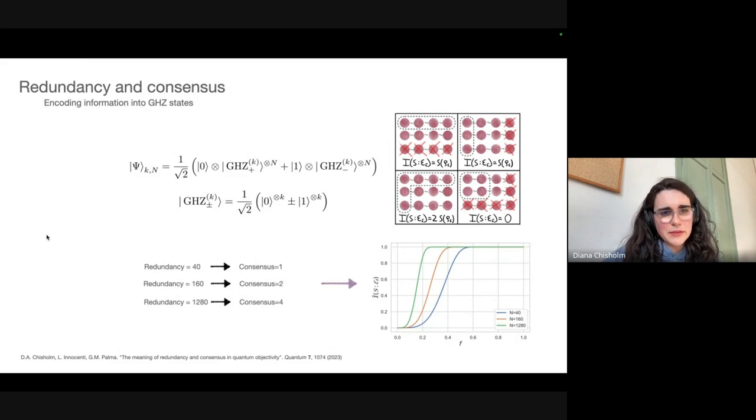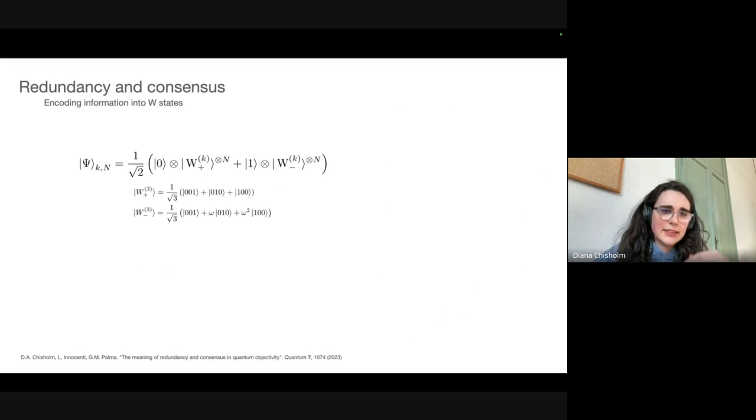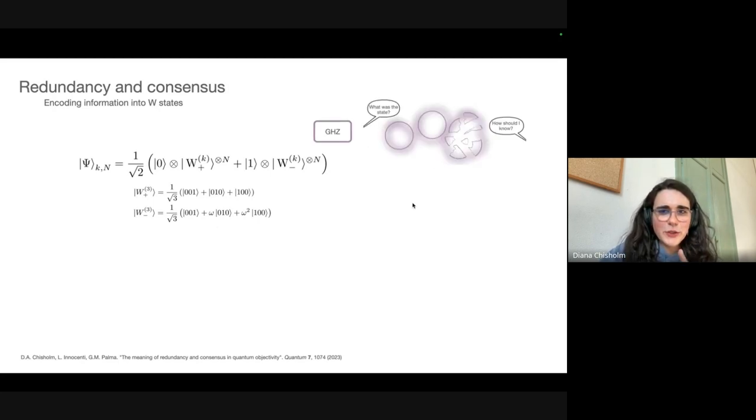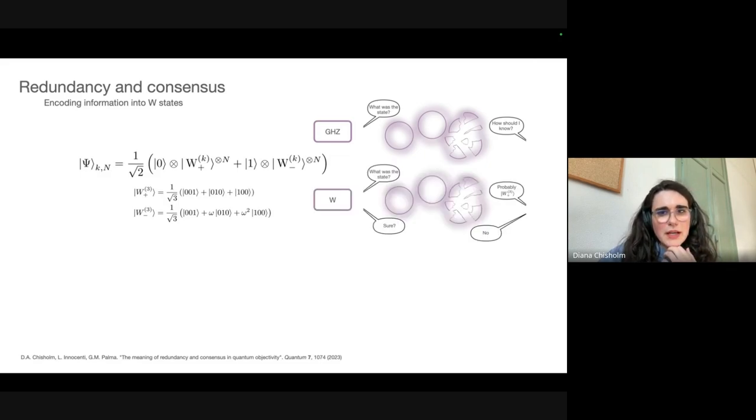I will then make a second example, but I'll be quick because it doesn't really change that much. It's the case where instead of encoding information in the GZ state, you encode in W states. So again, you have W plus and W minus, two states that are orthogonal to one another. The only difference between W and GZ states is that the information is slightly less fragile in W states. For a GZ state, when you lose a qubit, you lose every information you have. You cannot distinguish it anymore. For the W state, two W states are still slightly distinguishable from one another, even if you lose a qubit. So what we expect is that it's easier to reach consensus for this state structure compared to the GZ state case.